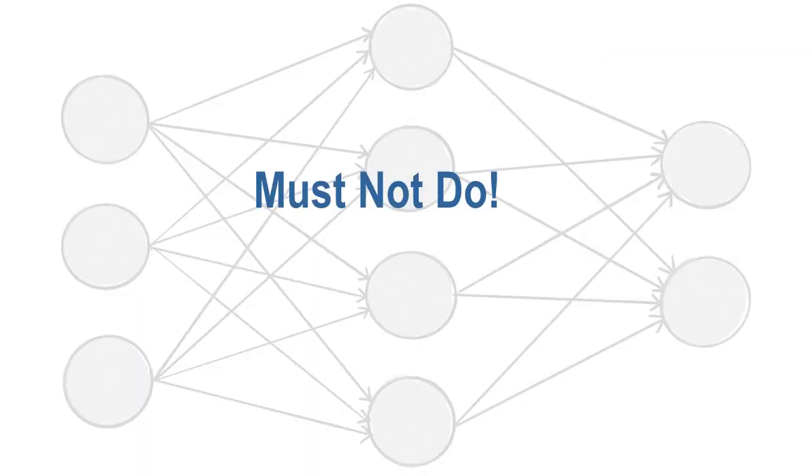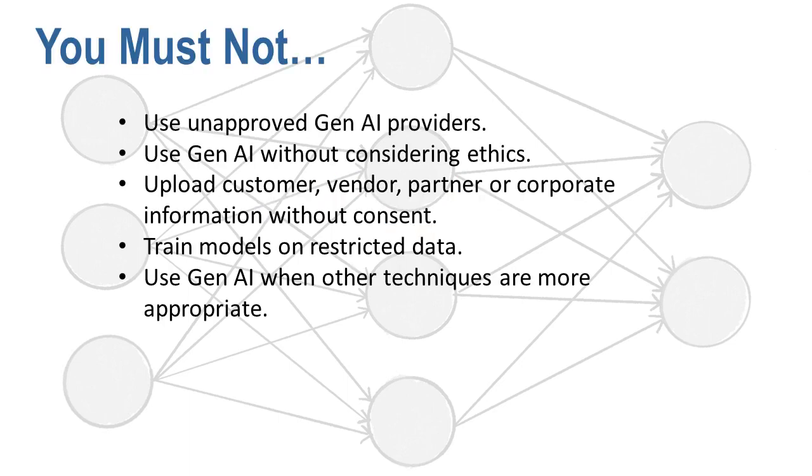Let's start with the don'ts, the things that you must not do. Do not use unapproved GenAI providers. Do not use GenAI without considering potential ethical implications. Do not upload customer, vendor, partner, or corporate information into GenAI workspaces without explicit written consent. Do not train models on data that is restricted for users. Do not use GenAI when more traditional, explainable, or deterministic techniques are more appropriate.